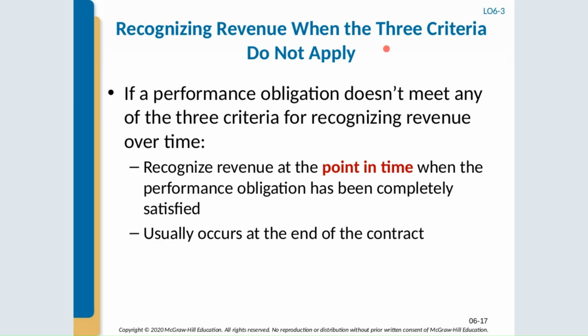Recognize the revenue when the three criteria do not apply. So if a poor performance, remember that we had the three criteria that we listed before in the previous slide. And if we don't do it over time, then we're just going to do it when it's completed. Okay.